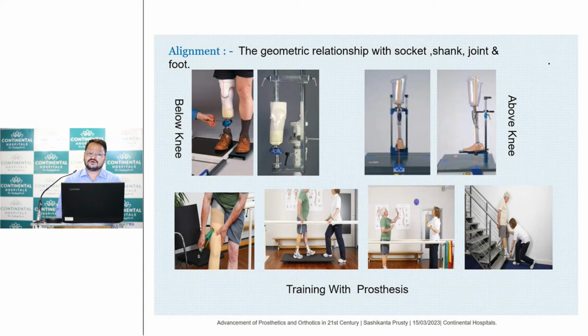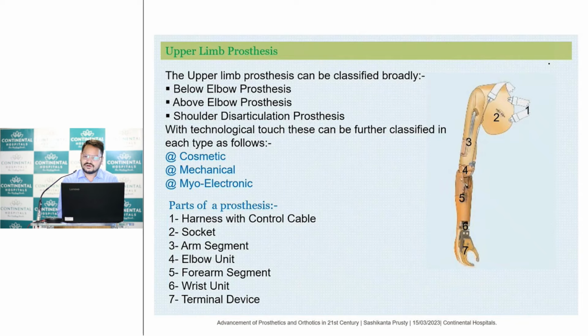Now coming to the upper limb prosthetics. Upper limb prosthetics can be classified further the same way: below elbow prosthesis, above elbow prosthesis, shoulder disarticulation. Apart from this, we have individual finger amputation also. But broadly we classify into this, and sometimes elbow disarticulation and wrist disarticulation. These all will be coming, but broadly we classify like this.